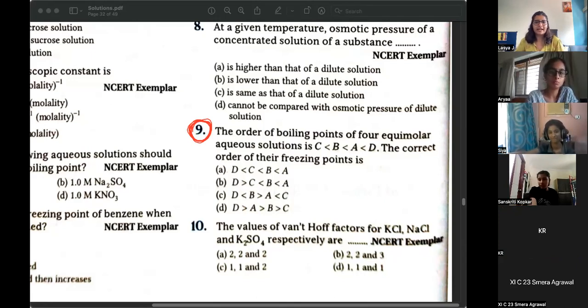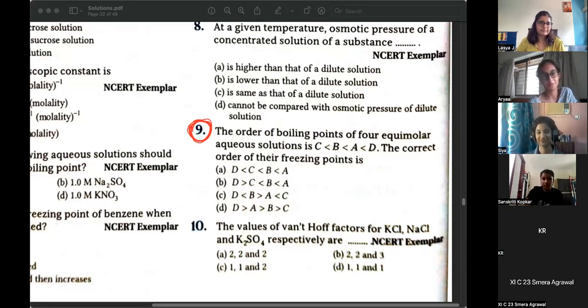Sanskriti, did you put it in a calculator? Send the number, final answer. Do we need to find a relation between boiling point and freezing for this? No, you don't need it. 94, no. Close enough. You should get 93.33. Okay. Anyway, look at it later.